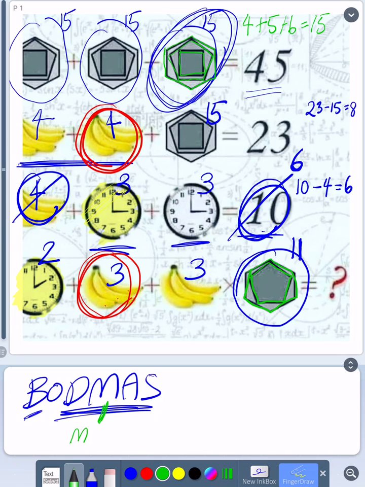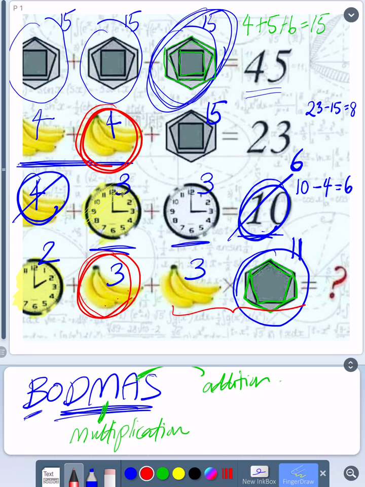So this is your multiplication before you do your addition. Therefore 3 times 11 makes 33, plus 3, plus 2. Therefore the answer is 38.